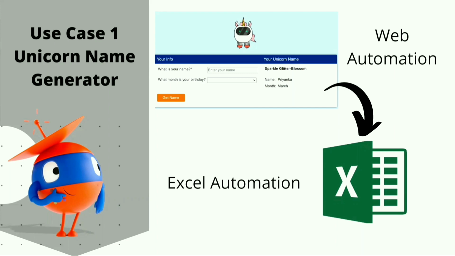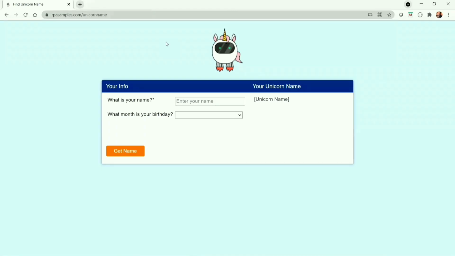The first use case is the unicorn name generator. The problem statement is: we will create one Excel sheet in which a list of names and birth months will be present, and then we will navigate to the URL of the unicorn name generator app provided by UiPath. Then we will enter the name and birth month one by one, and we will get the unicorn name for the respective name, and we will store it against each name back in the Excel sheet. So let's move to the implementation.